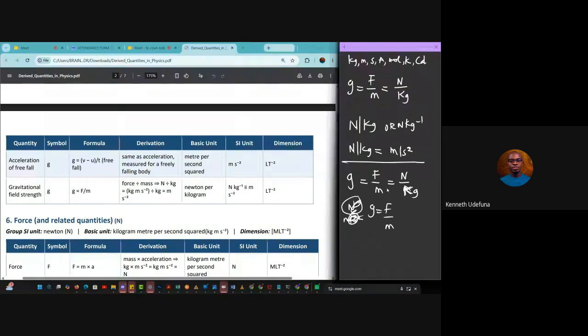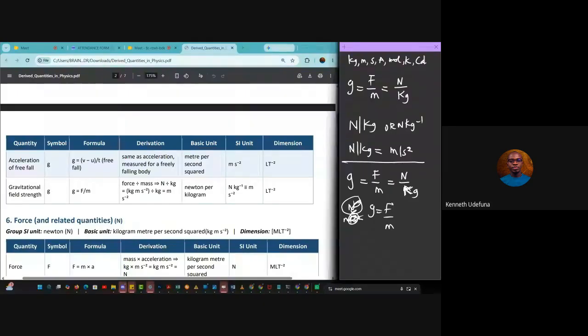Yes, can gravitational field intensity dimension be broken down? That's what I'm about to do now. I'm about to break it down to show you how we got meter per second squared. That's exactly what I'm about to do.